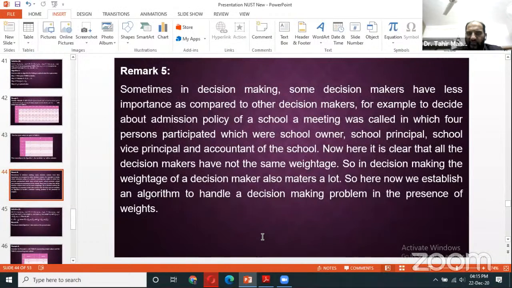Sometimes in decision making, some decision makers have less importance as compared to other decision makers. For example, to decide about admission policy of a school, a meeting was called in which 4 persons participated, which were school owner, school principal, school vice principal, and accountant of the school. Now, here it is clear that all the decision makers have not the same weightage. So in decision making, the weightage of a decision maker also matters a lot. So here now we establish an algorithm to handle a decision making problem in the presence of weights.